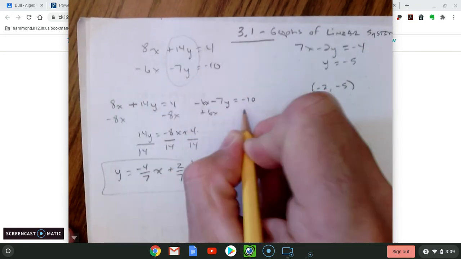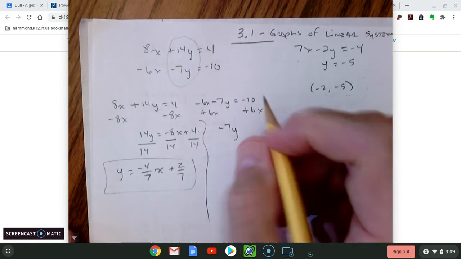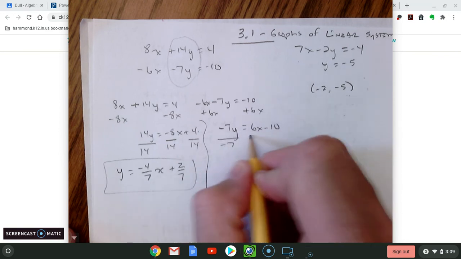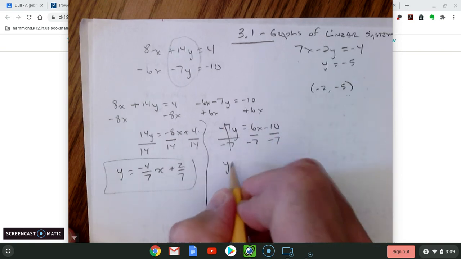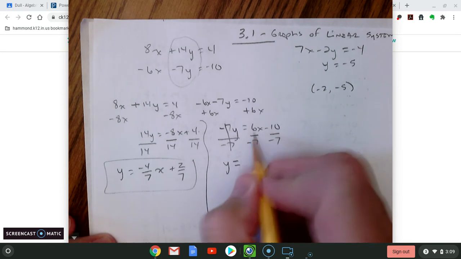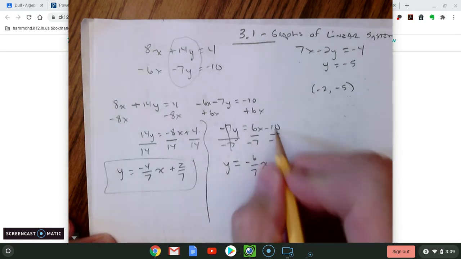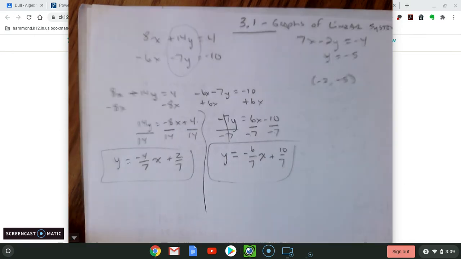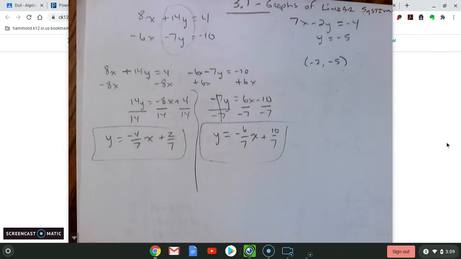So I'm going to add 6x to both sides. So negative 7y equals 6x minus 10, and I'm dividing again by negative 7. So negative 7 divided by negative 7 is 1y. Good. Negative 6/7 x, and then plus 10/7. So again, we don't want to graph either of these. Right? But using technology, our job gets slightly easier.